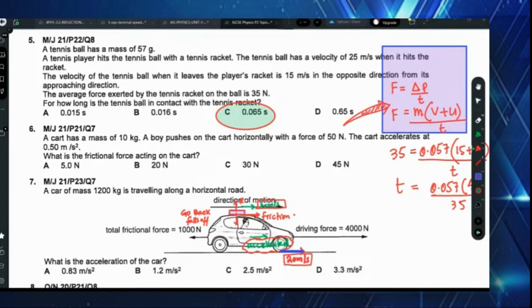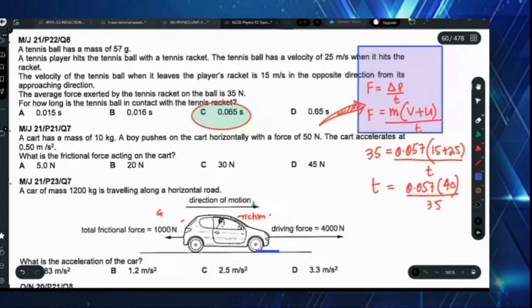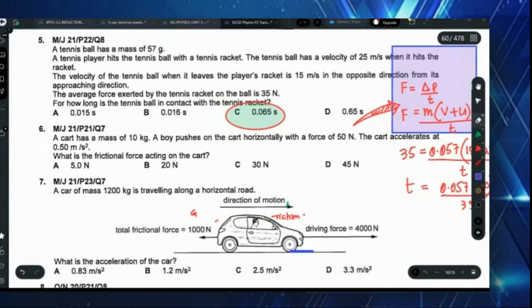Okay, so for this one, yes, you people are right. Answer is D. You told me D, right? Because in this question the situation is the same as driving and friction force, as I told you.